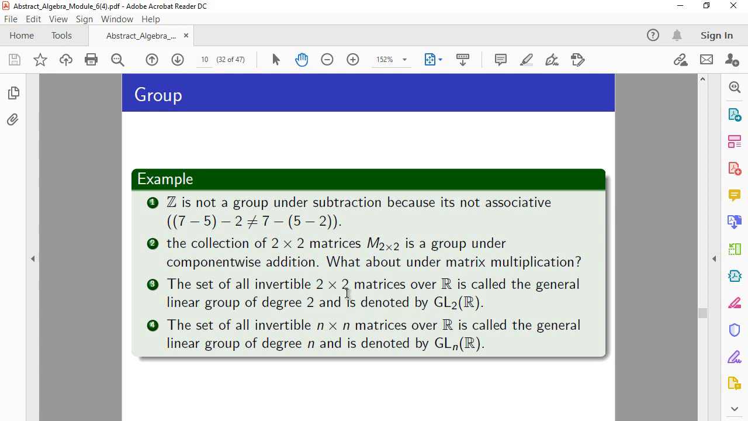The identity matrix will be the identity in the group, and each matrix here will have a multiplicative inverse. And also the set of all invertible n by n matrices over the set of real numbers is called the general linear group of degree n, and is denoted by GLn of R.